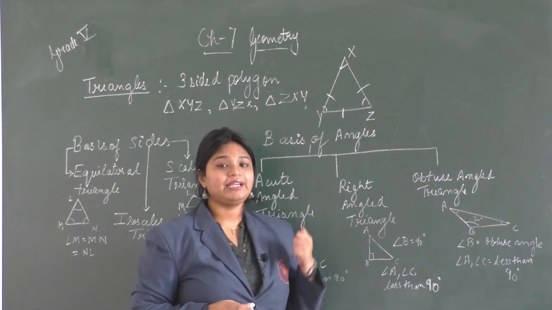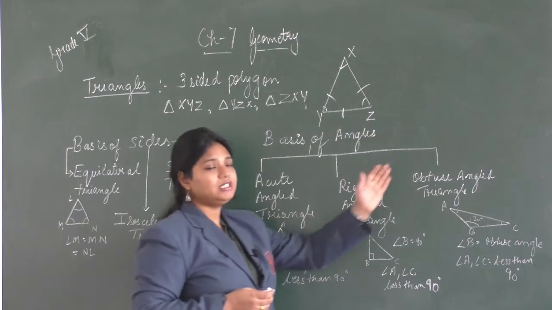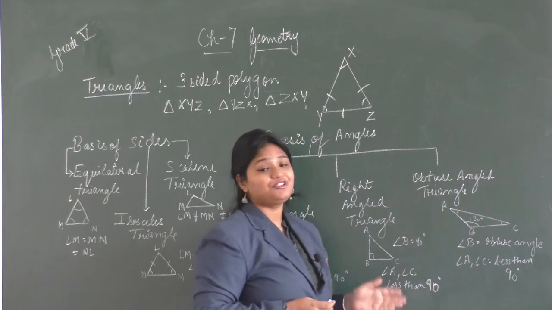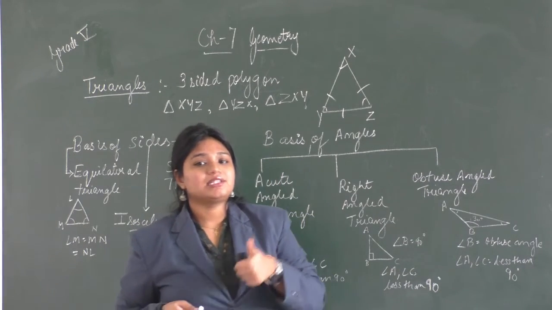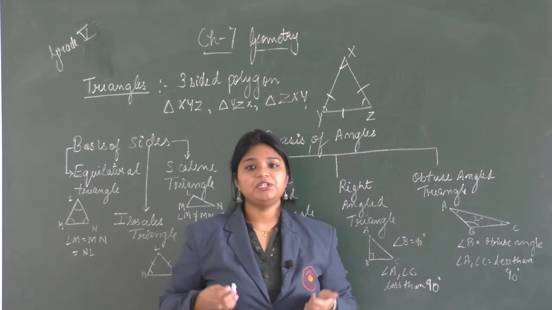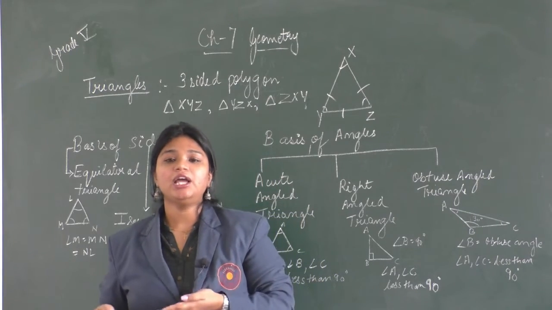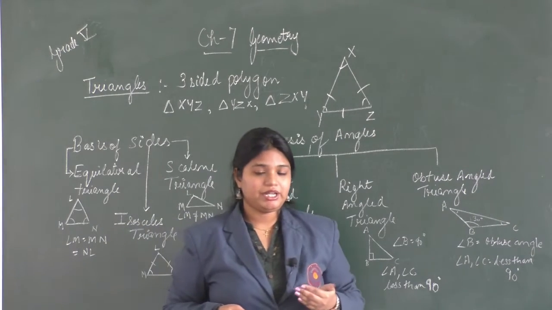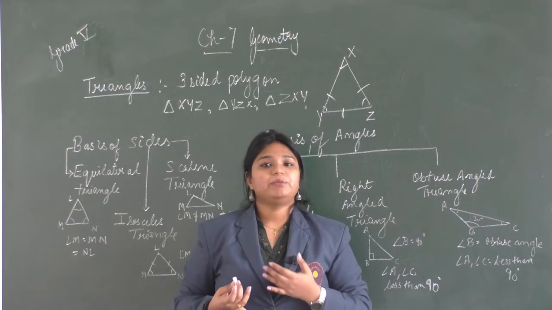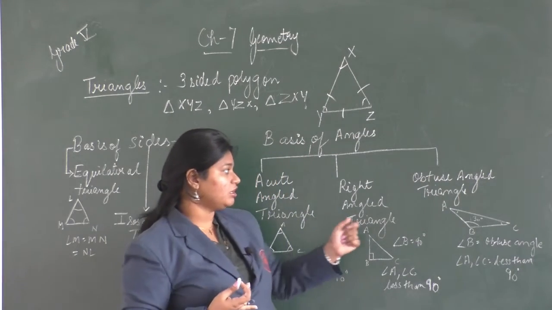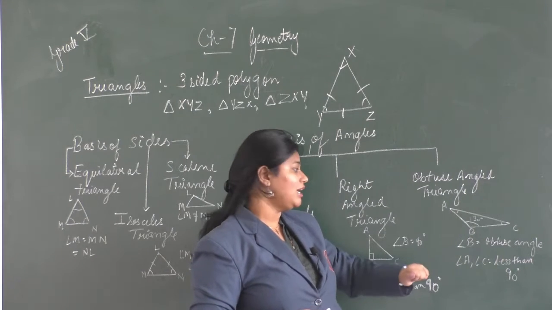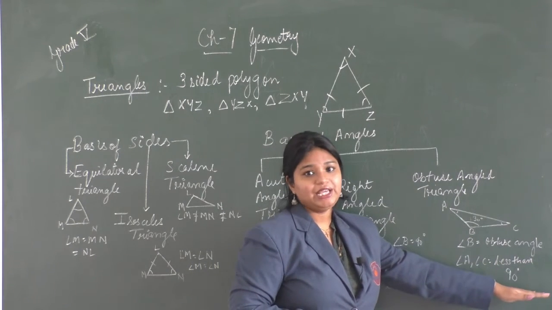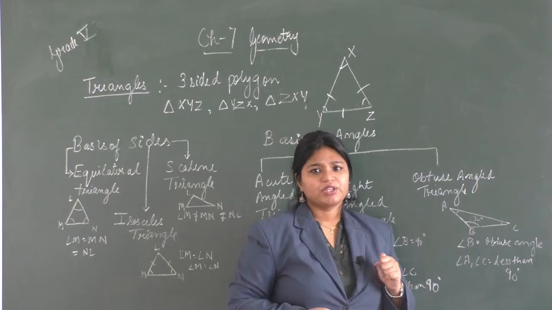Now the third type is obtuse angle triangle. In an obtuse angle triangle, any one angle is an obtuse angle. That means it will be more than 90 degree but less than 180 degree, and the remaining two angles will be acute angles. So here in triangle ABC, angle B is 130 degree and angle A and angle C will be less than 90 degree.